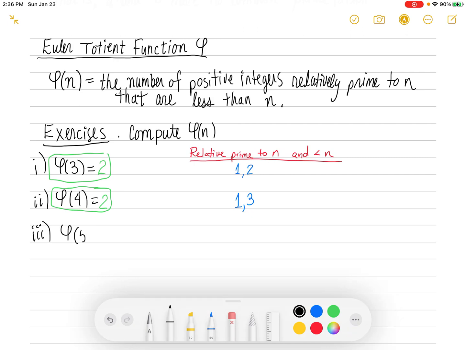All right, number 3. Phi of 5. That's going to be 1, 2, 3, and 4, right? All have only a 1 in common with 5. That's 4 values.